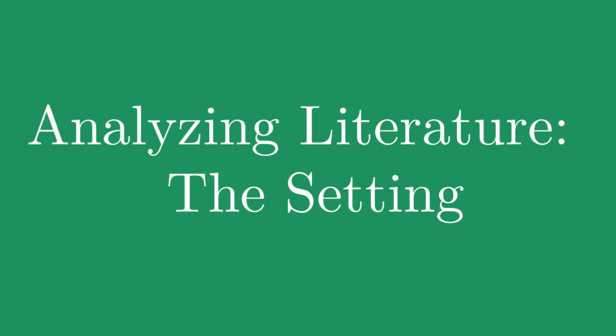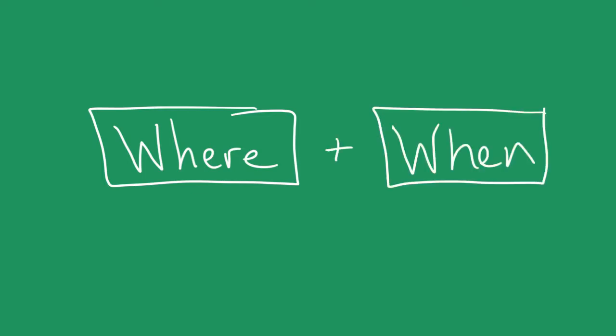I'm your host, Mr. Miniman, and today we're going to be looking at how to analyze the setting. As you are probably already aware, the setting is made up of two components, although one of them generally gets more attention. That first one is where the story takes place, its location, but the second one is when the story takes place. So the setting is the combination of where and when the story takes place.